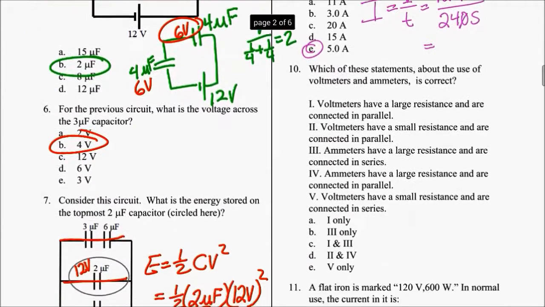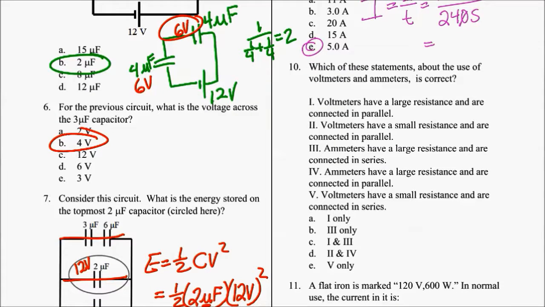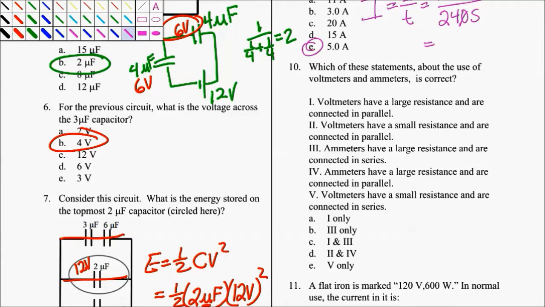Which of these statements about the use of voltmeters and ammeters is correct? Okay, well, voltmeters have a large resistance and are connected in parallel. That is correct. Voltmeters have a small resistance. Okay, not correct. They have a large resistance and are connected in parallel. That's true. Ammeters have a large resistance and are connected in series. That's not true. They do not have a large resistance. They are connected in series. Neither of these statements is true. And voltmeters have a small resistance. That's not true. And connected in series. That's not true either. So it looks like this is the only right answer.